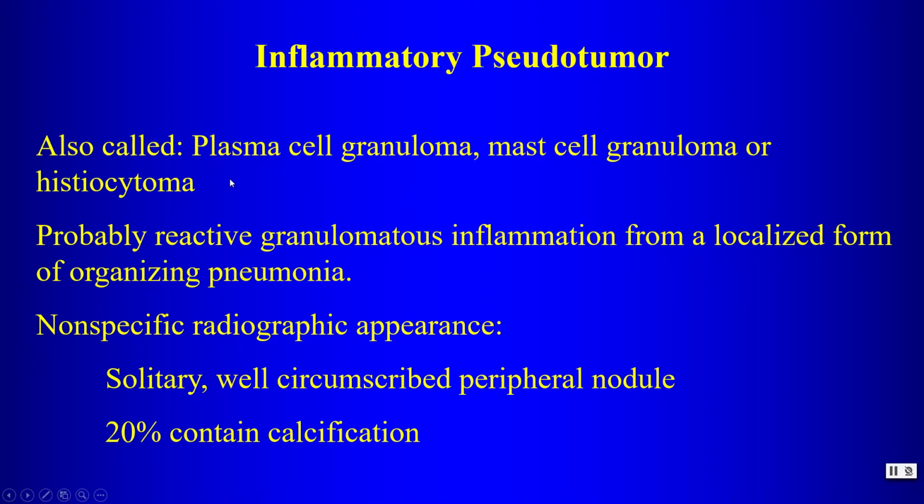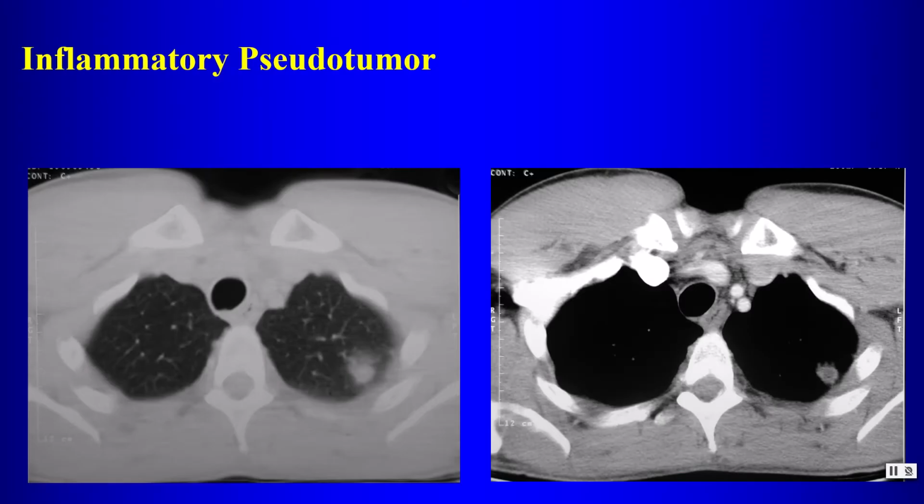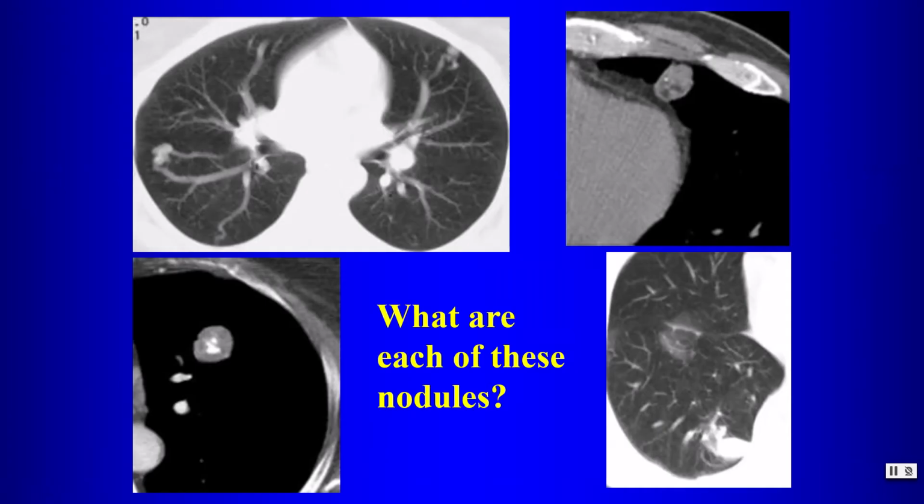So it's some reactive granulomatous inflammation, and really we're not sure what the inciting agent was for the granulomatous reaction or the organizing pneumonia. So this has a non-specific radiographic appearance as a solitary nodule, might have calcification, and I mention this because sometimes you might come across this and the patient goes to biopsy and the biopsy results come back as inflammatory pseudotumor. As in this case, you can see a little bit of ground glass attenuation associated with the nodule, but the result of the biopsy was inflammatory pseudotumor.